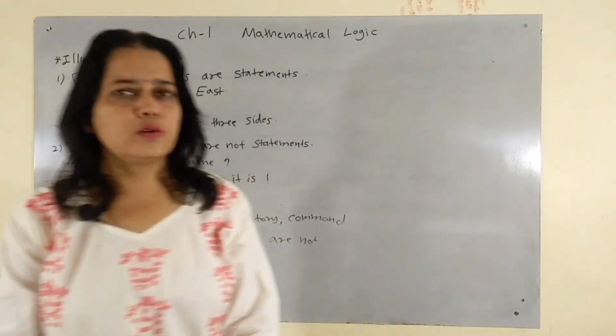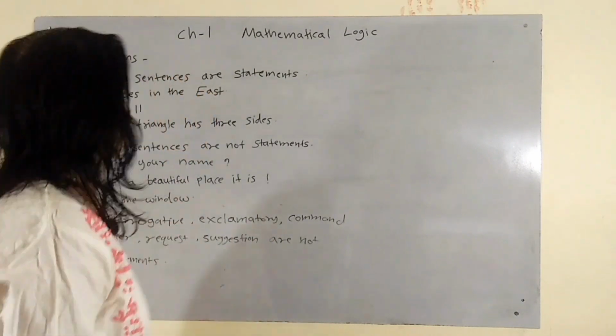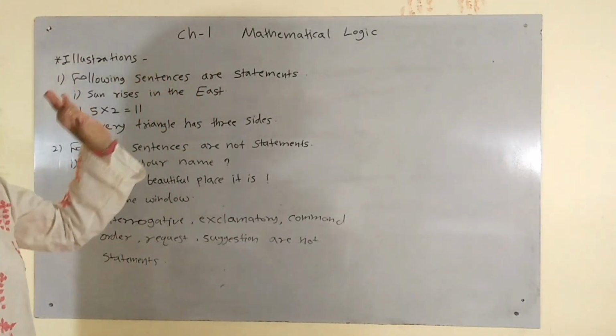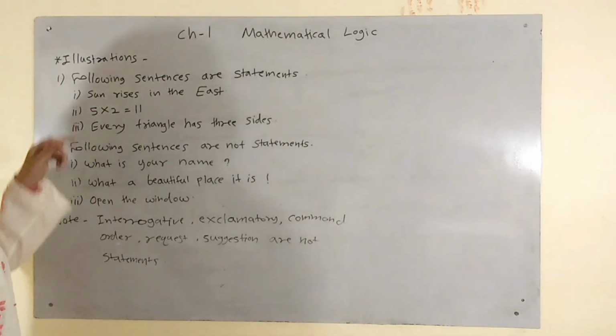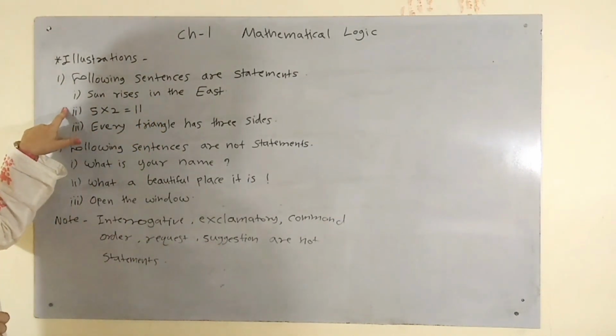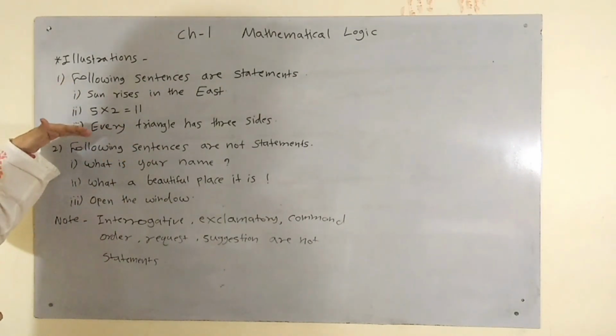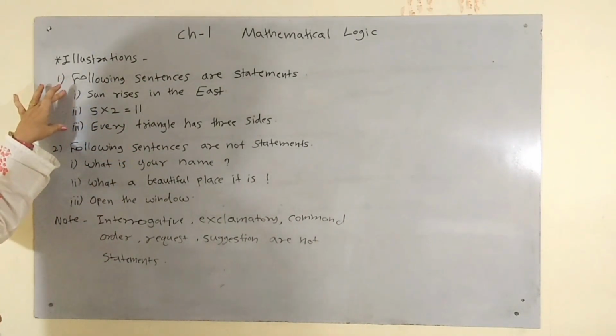So let's take a look at some illustrations of which are statements and which are not. The following sentences are statements. The sun rises in the east. 5 into 2 is equal to 11. Every triangle has 3 sides. These are all simple statements.